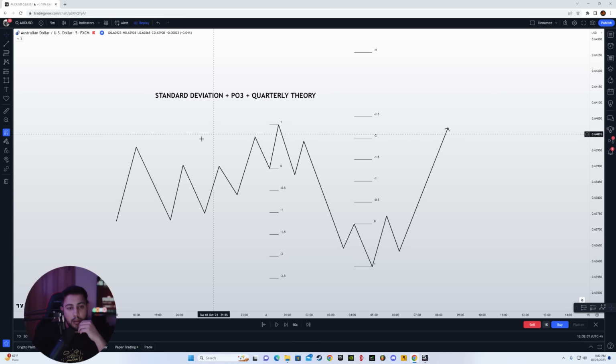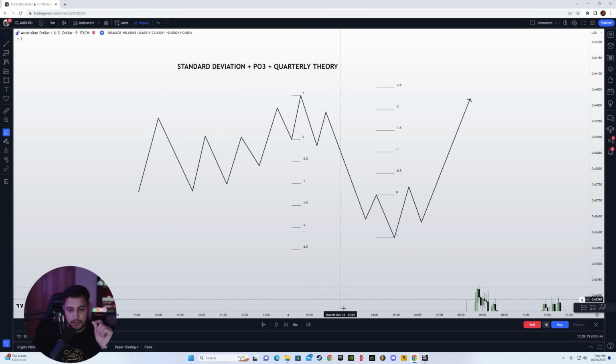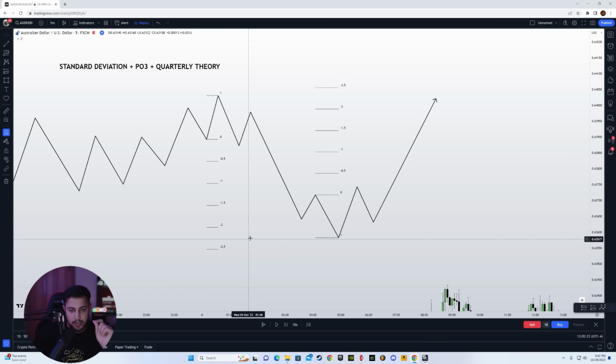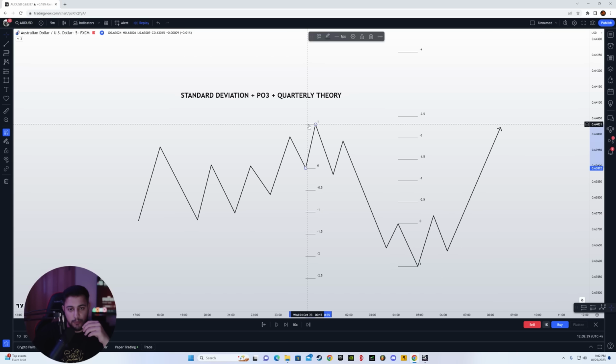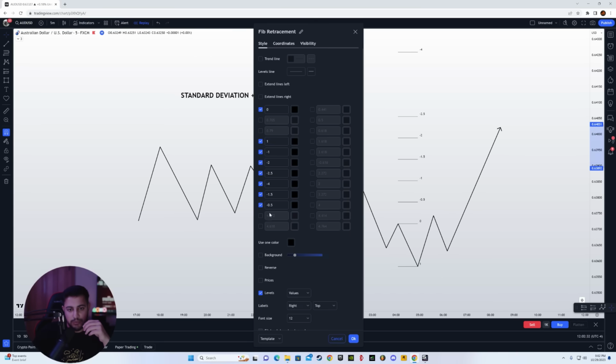So we have accumulation phase, right? We want to look for a market structure shift. Now we still don't have a manipulation phase. We only know the manipulation phase until price hits the -2 and -2.5 area. So if I zoom in a bit here, this area around here is where you should be expecting an expansion move, all right? So first off, just open up your Fibonacci and just use these values, okay? Make sure you copy these, pause the video right now, and yeah.